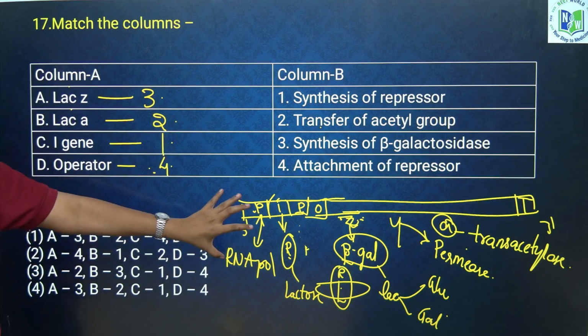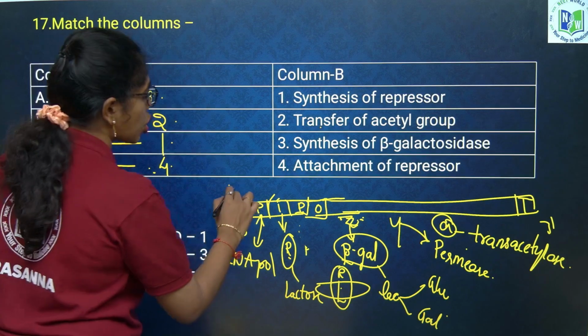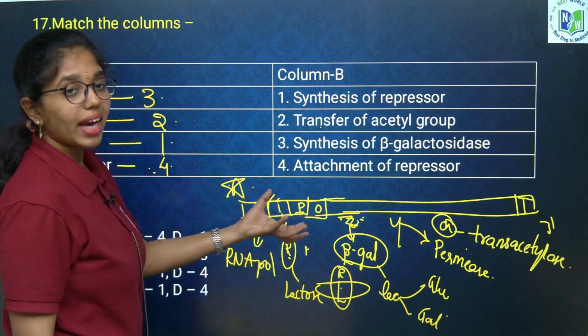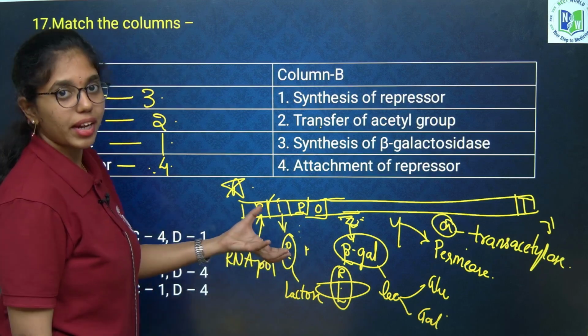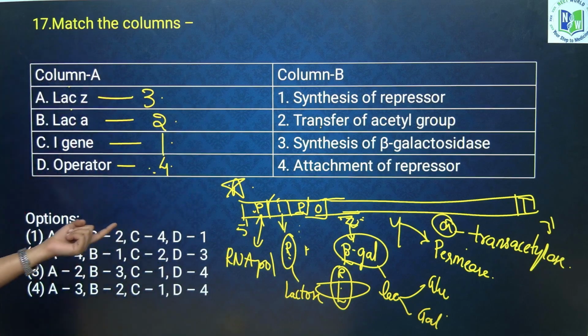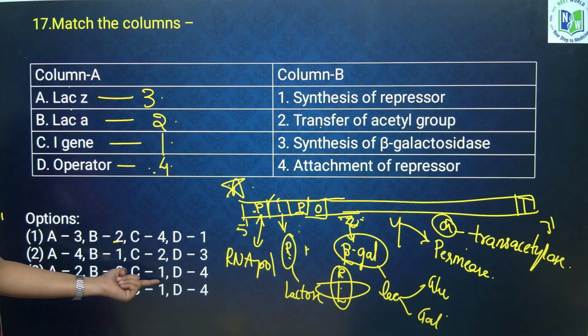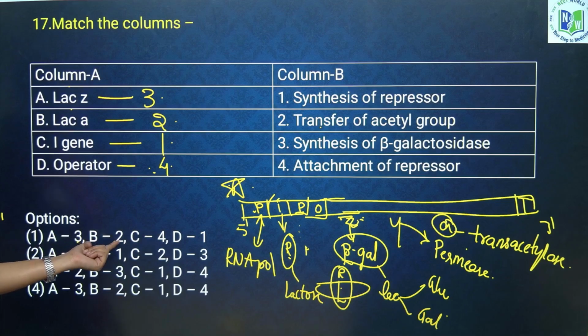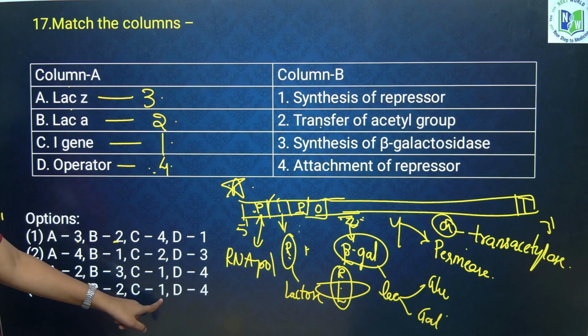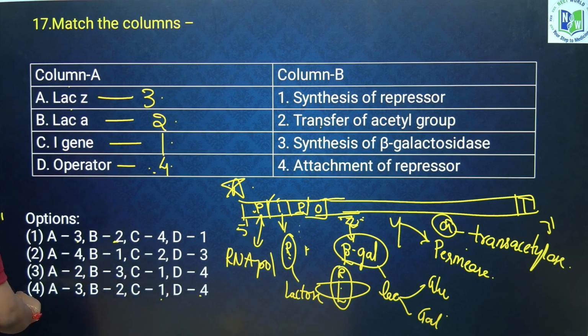Clear with the gene expression? I have dealt with this very shortly because you can remember or recollect it very fast to answer this question. So yes, A is 3, B is 2, C is 1 and D is 4. Option 4 is the correct answer.